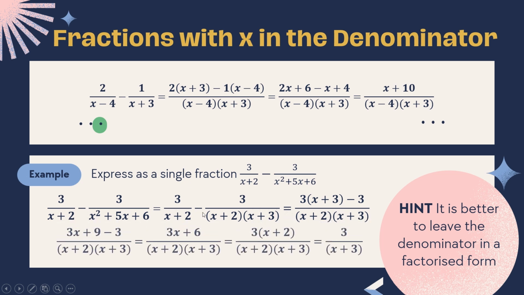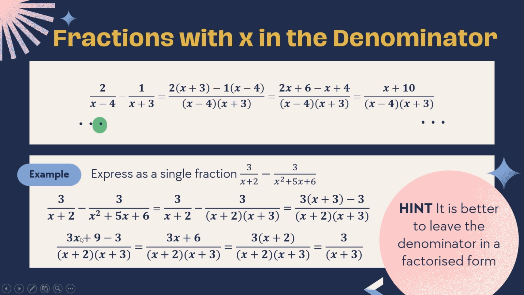Then multiply out the numerator, and we've got 3x plus 9 minus 3. Then calculate 9 minus 3, we've got 6. After that, take out the common factor, we got 3 times x plus 2. And then we can cancel the x plus 2. So the final answer is 3 over x plus 3.